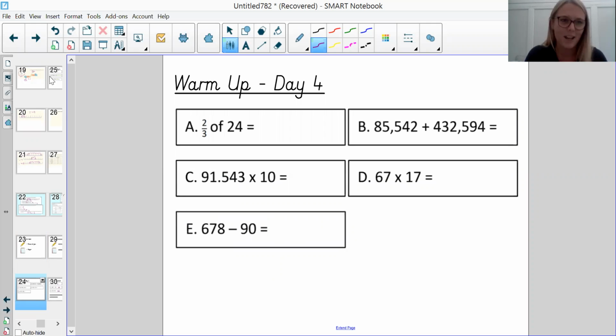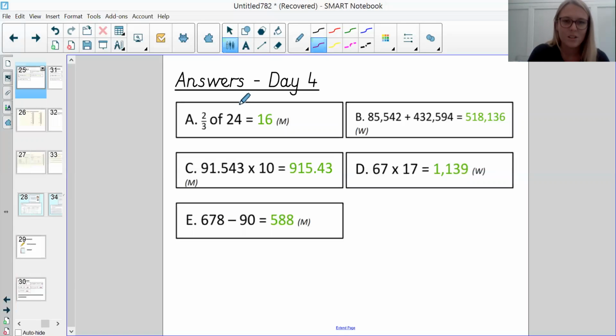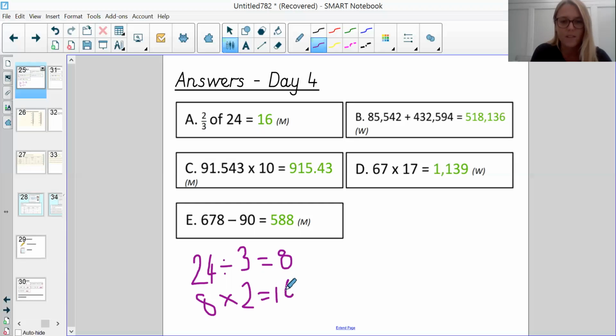Right, answers. Okay, let's go through these. So 2/3 of 24. Remember, when you're working out a fraction of a number, we are dividing by the denominator, divide by the bottom, and times by the numerator, times by the top. So if you're doing 2/3 of 24, 24 divided by 3, because 3 is our denominator, is 8. And then multiply by the numerator, times by the top, 8 times 2 is 16. Okay, so that's how you can get that answer there.